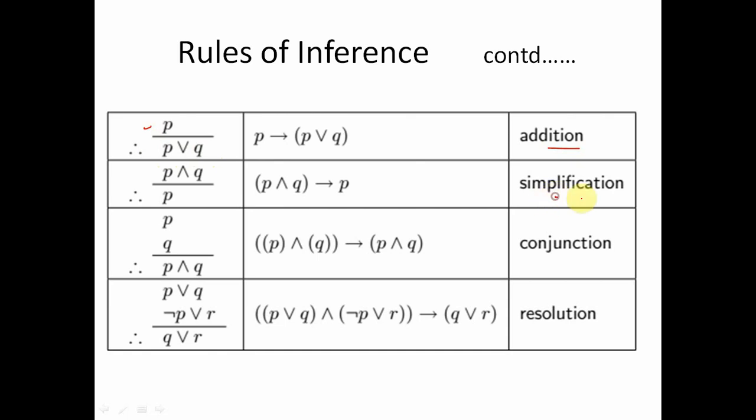The rule of simplification, which says if P and Q is true, then P is true. I can also write if P and Q is true, then therefore Q. Obviously, this is only possible when P is true as well as Q is true. Conjunction, which says if P is true, Q is true, then P and Q is true. Resolution, which says P or Q, negation of P or R, therefore Q or R.